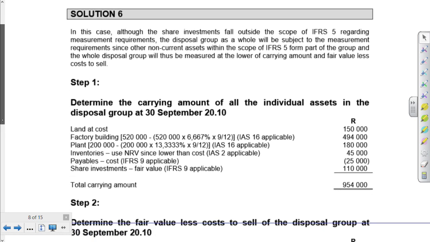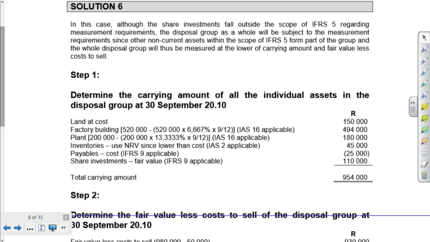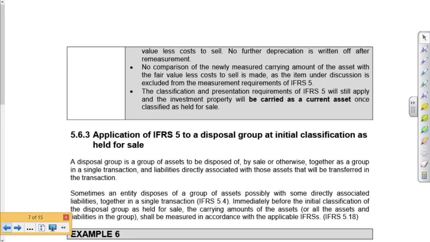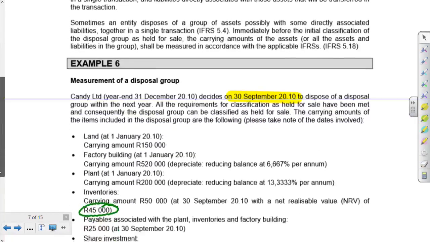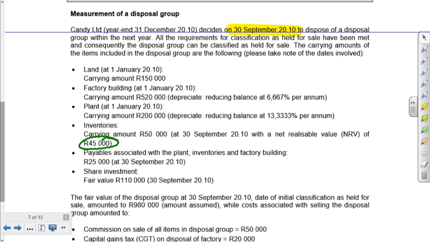Where's my thing? That looks like that. Yeah? Land, building, plant, inventories, payables, investments. Remember that payables is a minus, it's a liability, and you're going to get 954. Okay? So just as a check for you. Then you're going to say 954 is the total value of my disposal group.